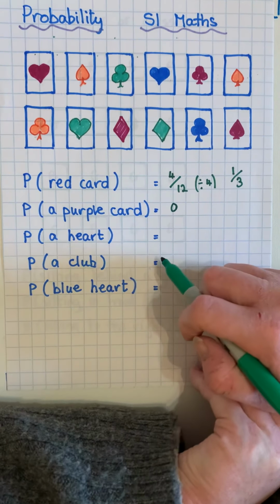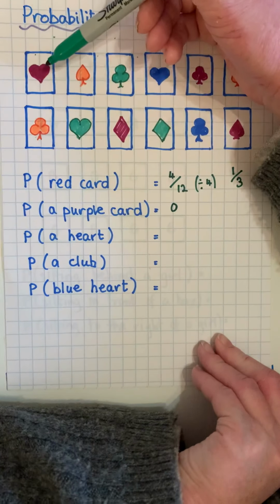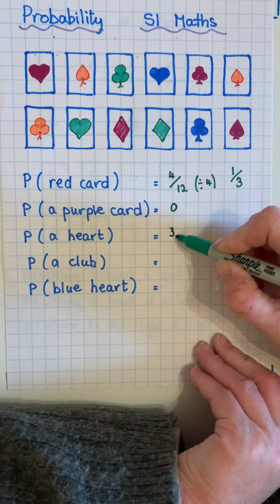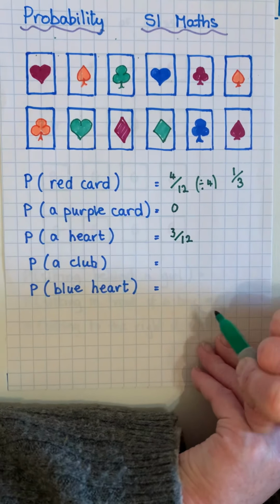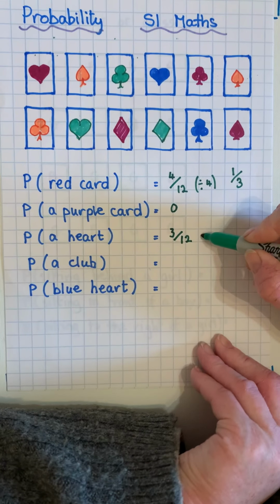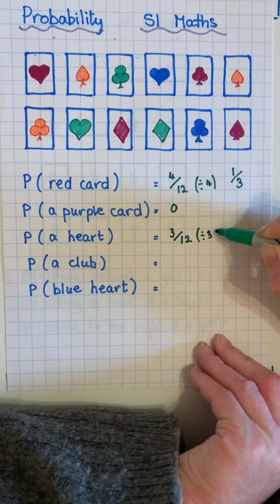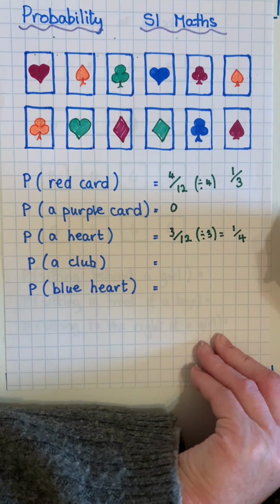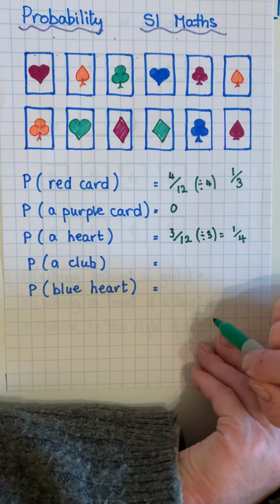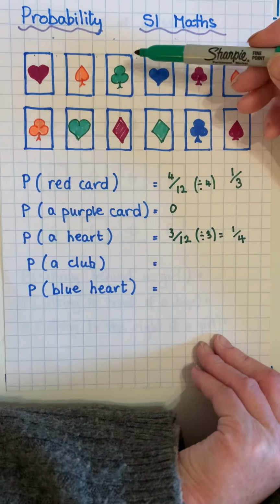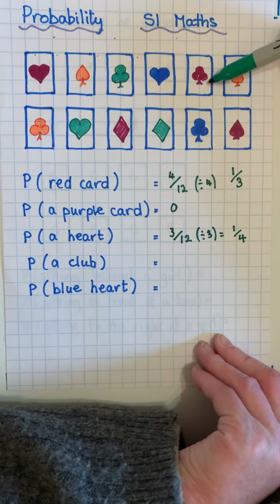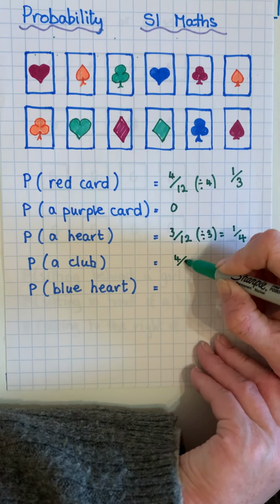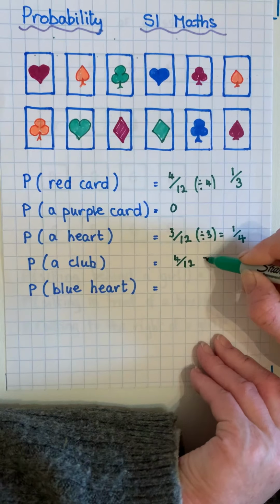What is the probability I will choose a heart? So I've got 1, 2, 3 hearts. 3 out of 12. I can divide both those numbers by 3 and get 1/4. Next one, what's the probability I will choose a club? So we've got 1, 2, 3, 4 clubs. 4 out of 12, which we know is a third.